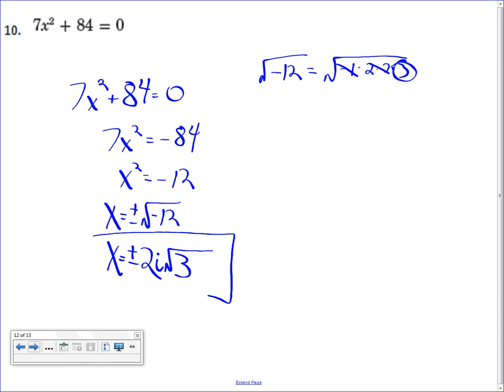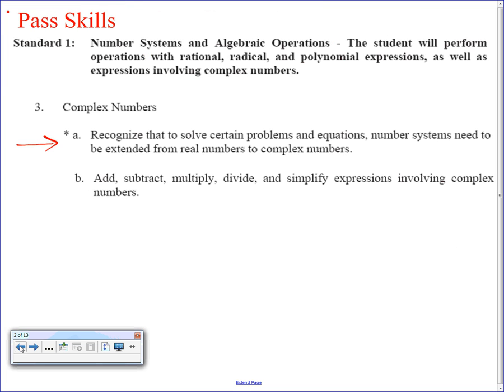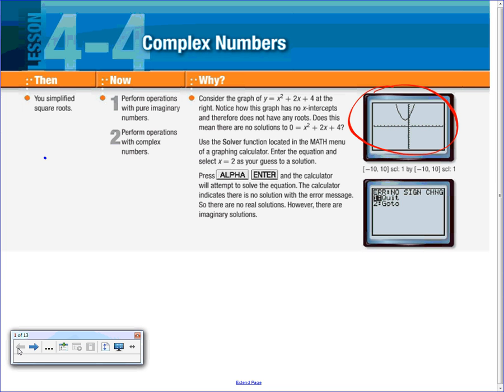Now tomorrow we're going to talk about complex numbers, which is the second half of the lesson. So we're going to be working with complex numbers. Perform operations with complex numbers. Complex numbers contain imaginary numbers. We'll be back tomorrow for the next part of the lesson.